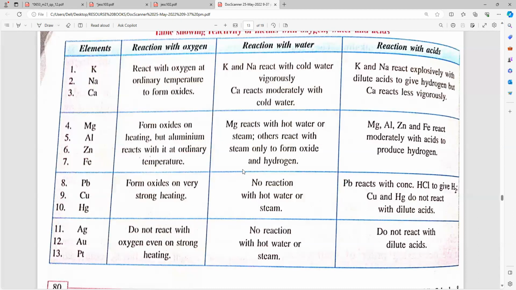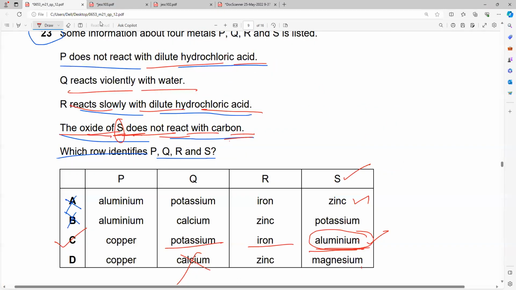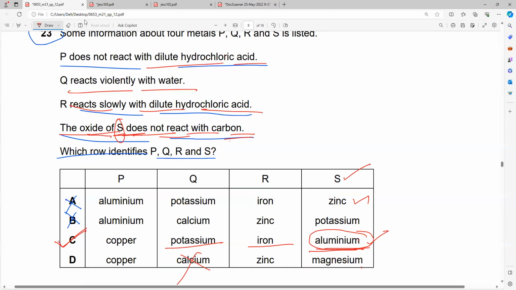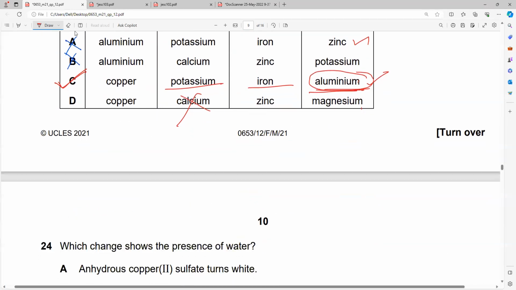Iron. Magnesium, aluminum, zinc, and iron react moderately with acids to produce what gas? To produce what gas? Everybody. Hydrogen gas. Understand? So the entire tabular column is actually this question. So that's what option C is matching. So option C, I'll choose it.